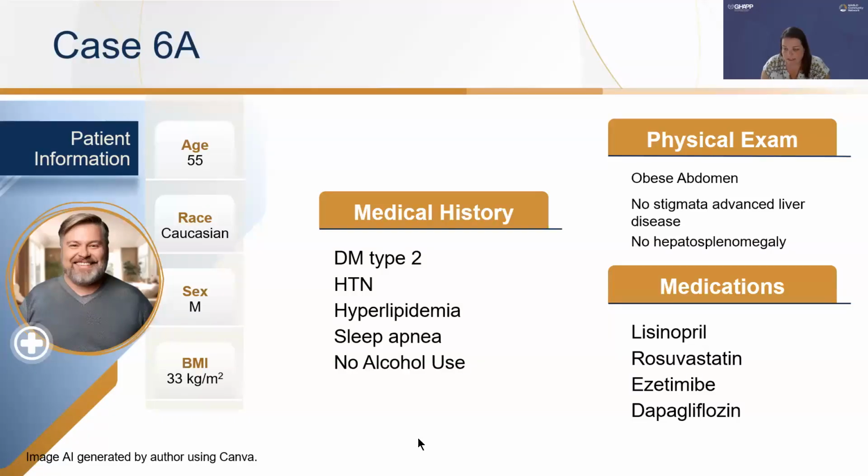So we know central adiposity or holding your weight in the abdominal region is associated with metabolic syndrome and insulin resistance. He doesn't have any stigmata of advanced liver disease. So things that I typically look for are jaundice, caput medusa across the belly or those large varicose looking veins, hepatosplenomegaly, things like that. Medications all seem very appropriate for his past medical history.